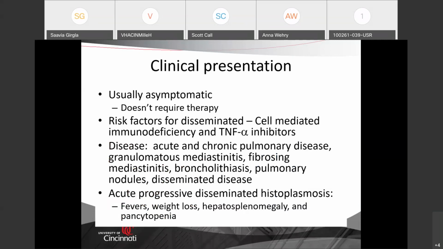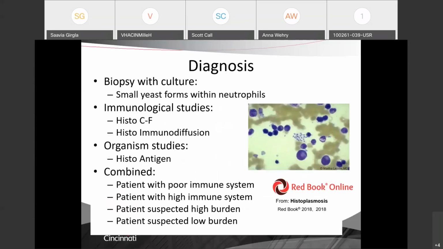Patients can present with multiple different disease types, and I could do a whole lecture on histo, and I don't have time to do that. But you have pulmonary disease, you can get granulomatous mediastinitis, fibrosing mediastinitis, broncholithiasis, pulmonary nodules, and disseminated disease, which can present with hepatomegaly, weight loss, and cytopenia. The diagnosis is biopsy with culture.